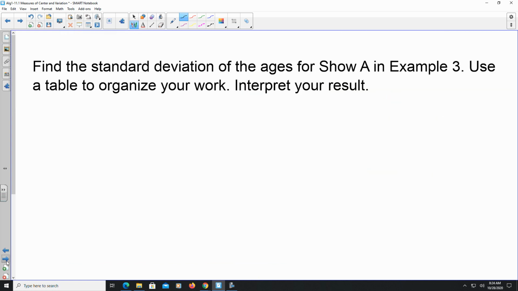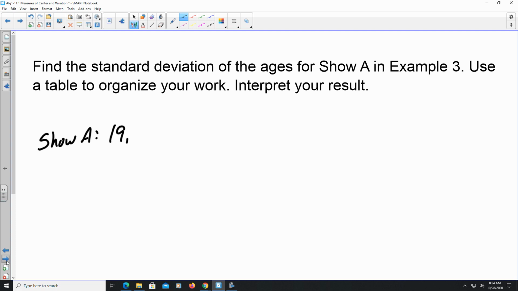So in this particular example, they want us to find the standard deviation of show A from the cooking show example that we just looked at prior to standard deviation, the one we used for the range. So here, if I look at show A, and you refer back to that chart, I'm going to put these values in numeric order.